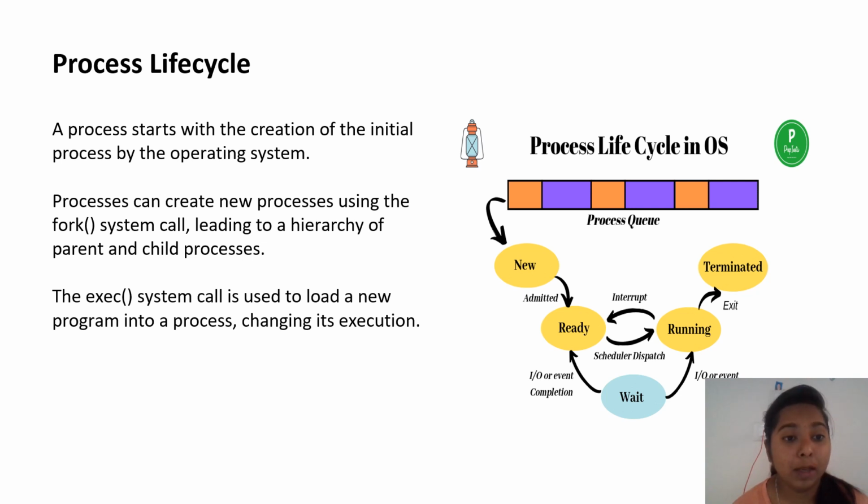Process life cycle. A process starts with the creation of the initial process by the operating system. Processes can create new processes using the fork system call, leading to a hierarchy of parent and child processes. The exec system call is used to load a new program into a process, changing its execution.